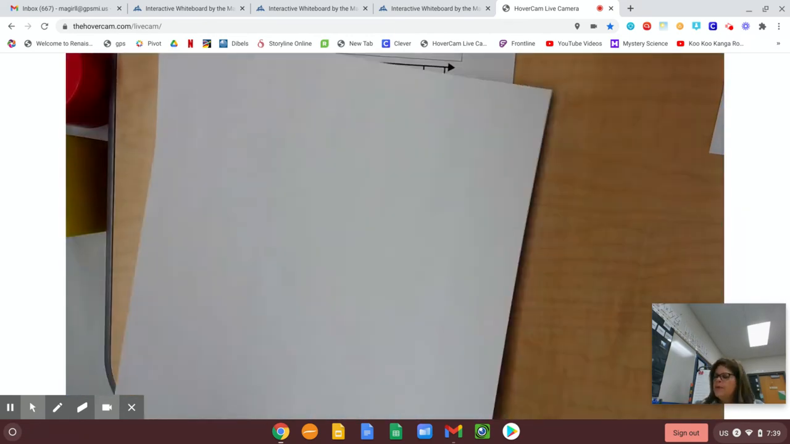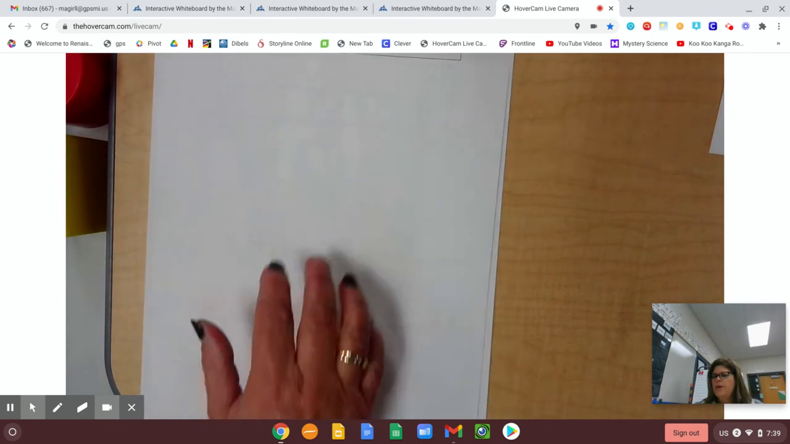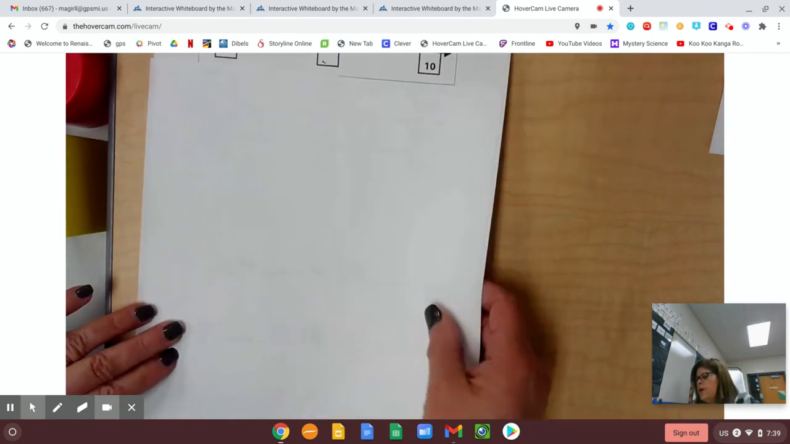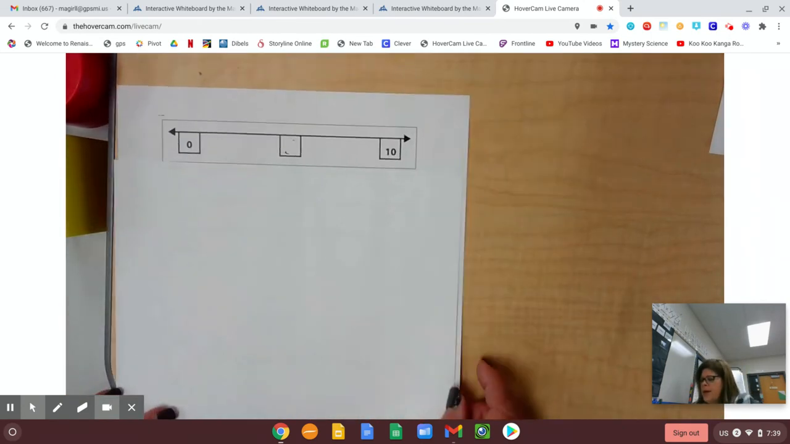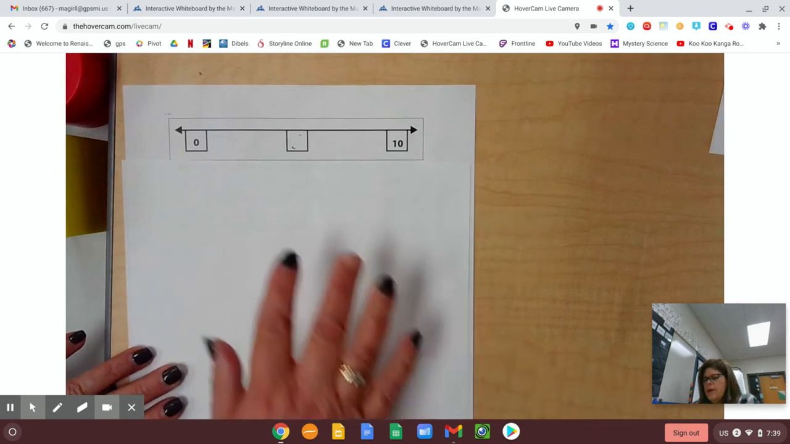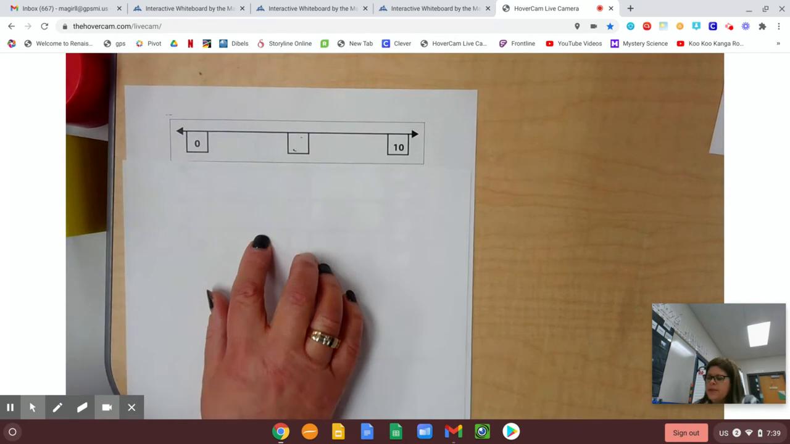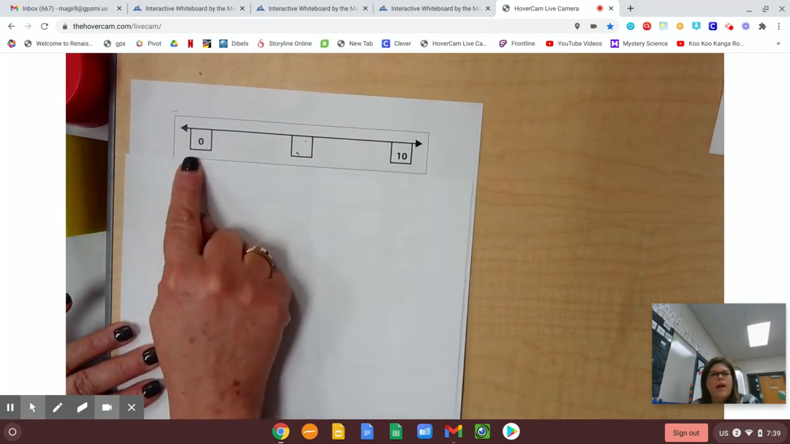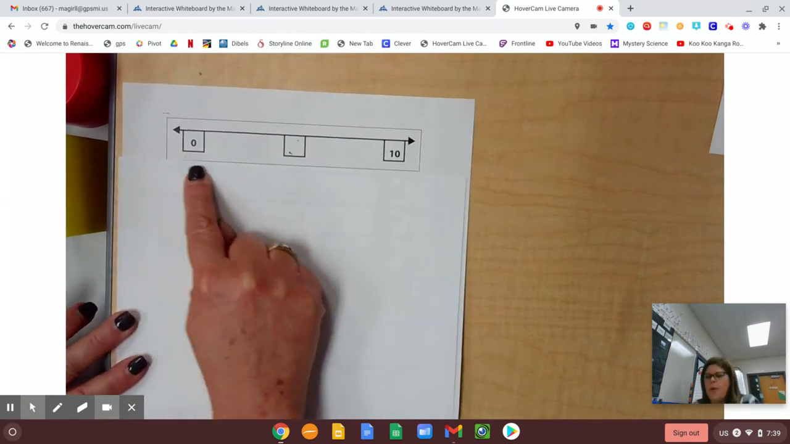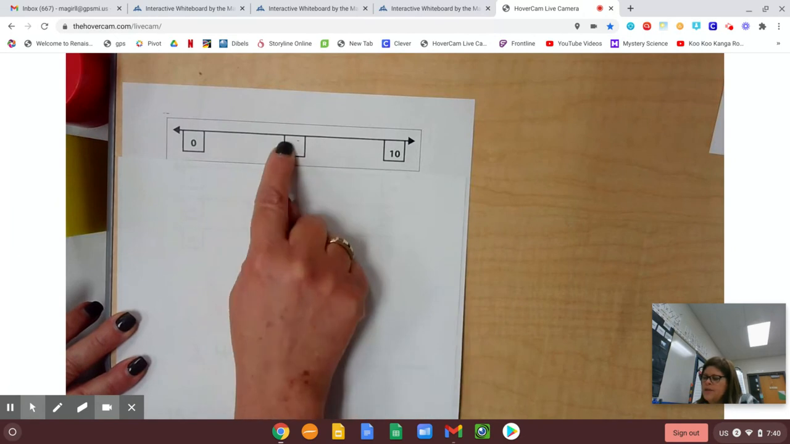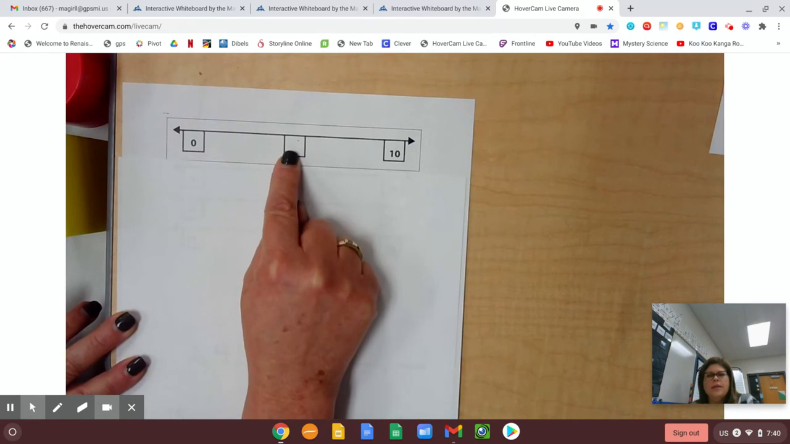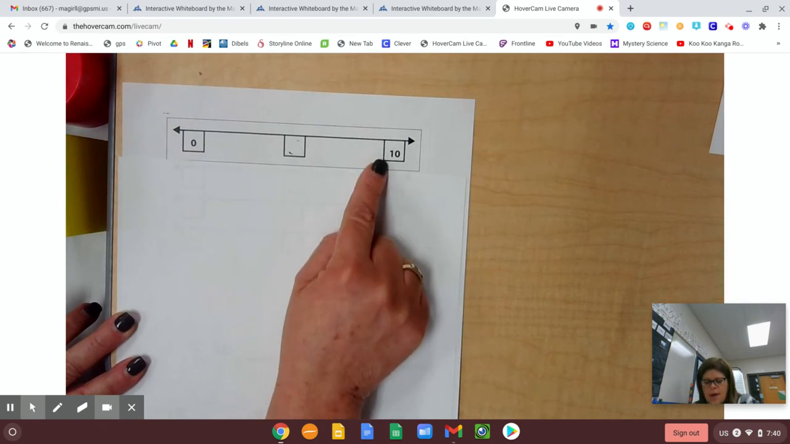I'm just going to cover some of this up so we're focused on one of our number lines at a time. And we spent quite a bit of time trying to talk about the halfway mark on some number lines. The number line I have in front of me starts with a 0 and it ends at 10. And so this little box is in the middle. And so we need to know what number would be halfway between 0 and 10.